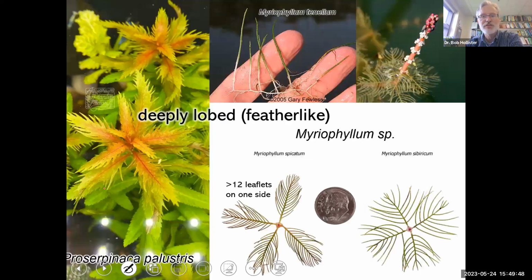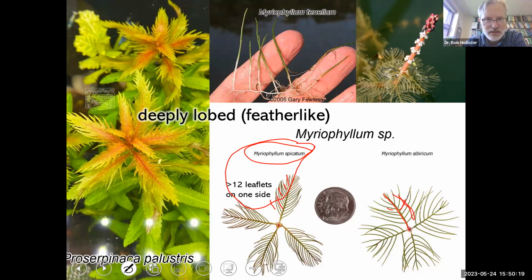So I've got a better picture. They've got these feather-like leaves, so it looks like a feather. If there are more than 12 leaflets on one side, it's almost certainly Myriophyllum spicatum. That's the invasive Eurasian milfoil. There are a couple of natives that have more than 12, and these have hybridized a little bit, so you could get some hybrids. But if you've only got a handful of leaflets on one side, then it's probably a native, or it's almost certainly a native.